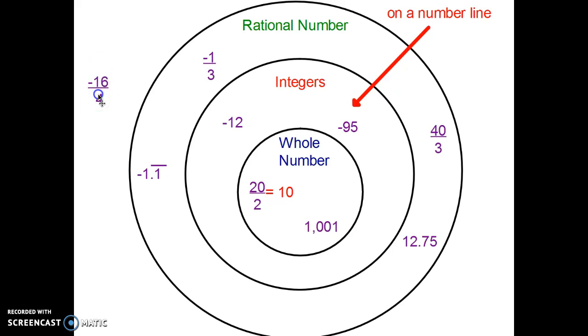And then negative 16 over 4. 16 divided by 4 is 4. So this is a negative whole number, so it's going to go in integers.